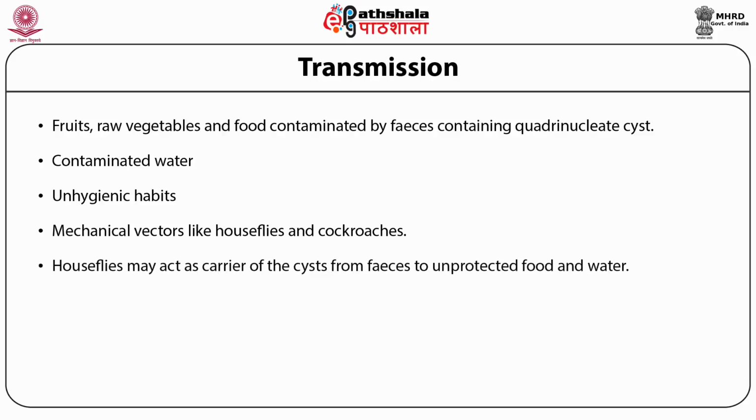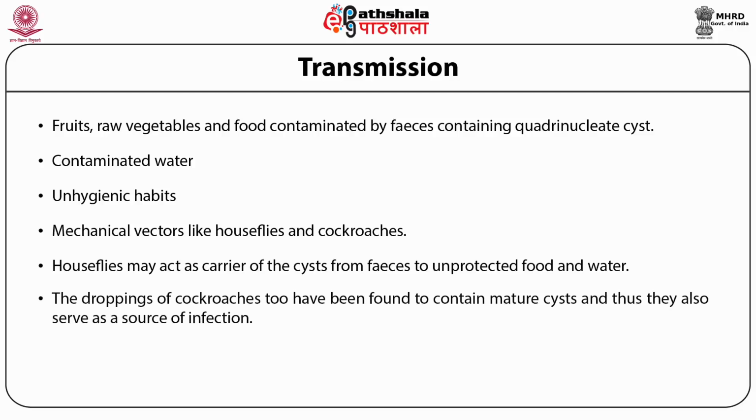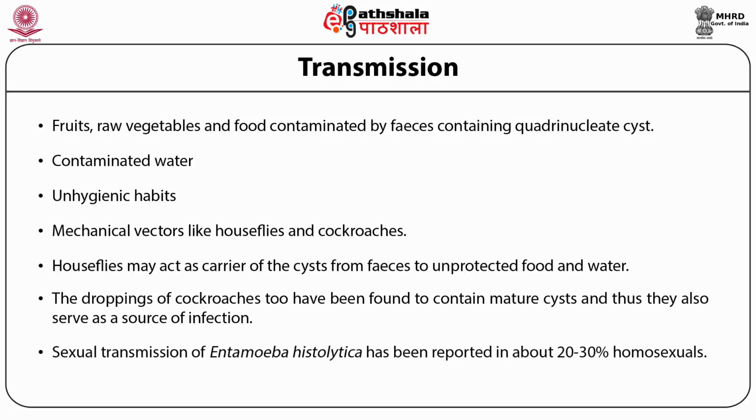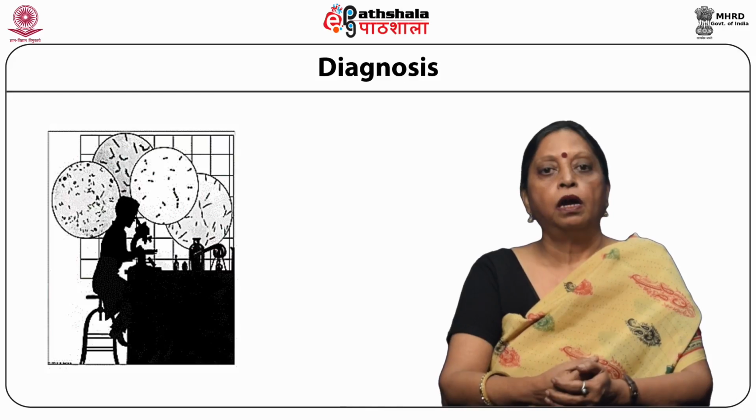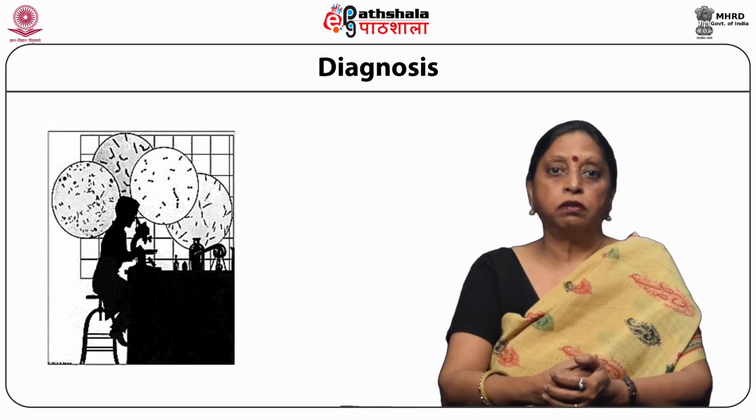Houseflies may act as carriers of the cyst from feces to unprotected food and water. The droppings of cockroaches too have been found to contain mature cysts, and thus they also serve as a source of infection. Sexual transmission of Entamoeba histolytica has been reported in about 20 to 30% of homosexuals.